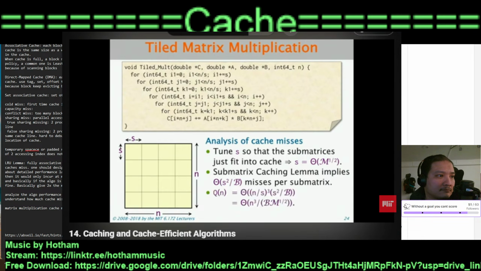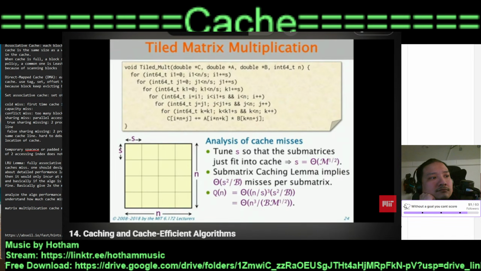Therefore, the total number of cache misses we're going to incur is going to be the number of subproblems, which is (n/S) cubed, times the number of cache misses per subproblem, which is S squared over B. And if you multiply this out, you're going to get n cubed over B times square root of M. Here I plugged in square root of M for S. This is a pretty cool result because it says that you can actually do better than the n cubed over B bound. You can improve this bound by a factor of square root of M.